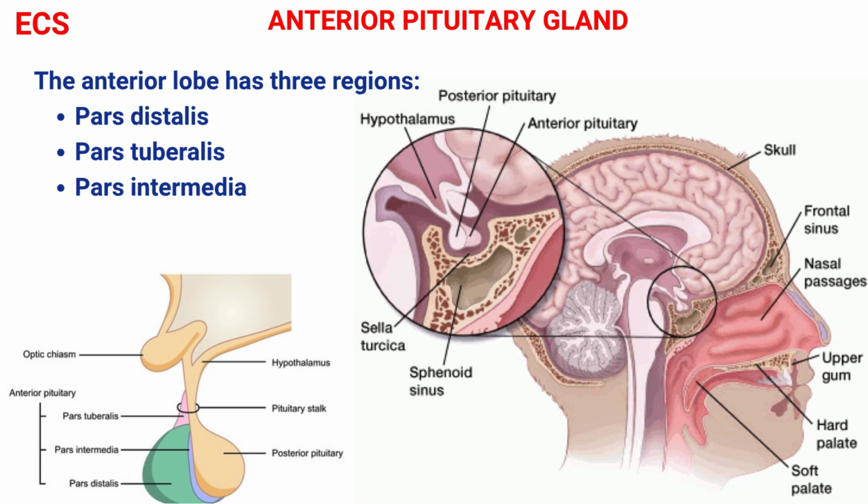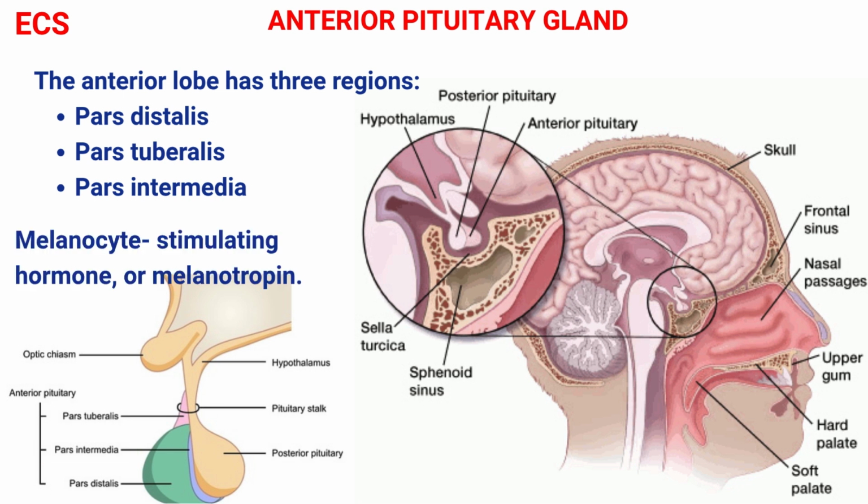The anterior lobe has three regions. Pars distalis is the largest, most anterior part of the pituitary gland. Pars tuberalis is the extension that wraps around the adjacent area of the infundibulum. Next is pars intermedia. This is the slender and narrow band that borders the posterior lobe of the pituitary gland.